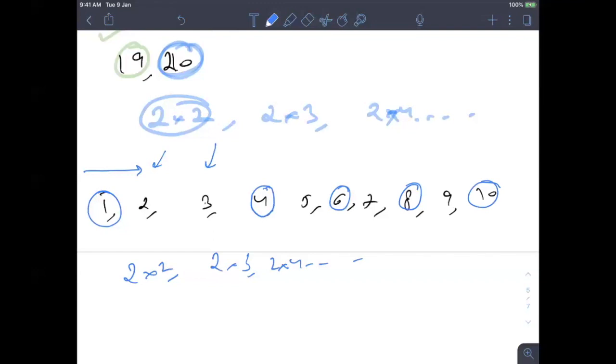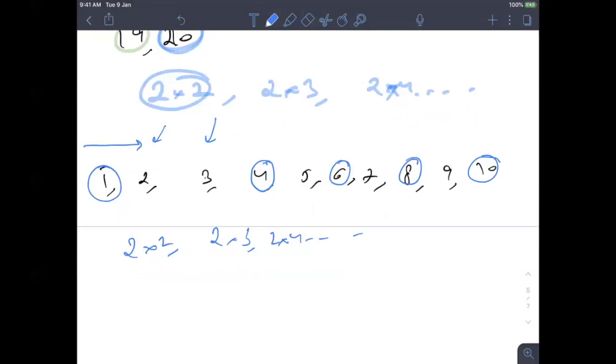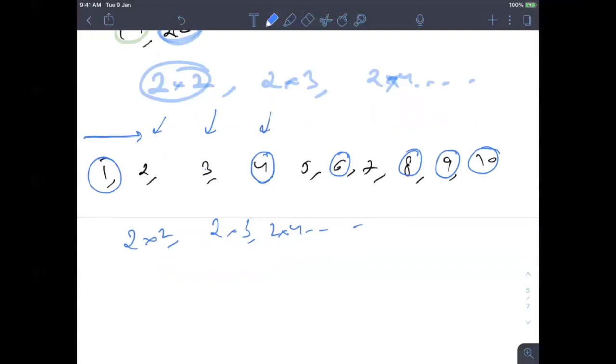Now I will go to 3. 3 is a prime number because it is not circled. I will mark its multiples. So 3's first multiple is 6, which is already circled. Then 9 is not circled, so let's circle it. Then go to 4. Now 4 is already circled, so you don't need to repeat this method for that. Just ignore 4. We will not mark multiples of 4 as non-prime.